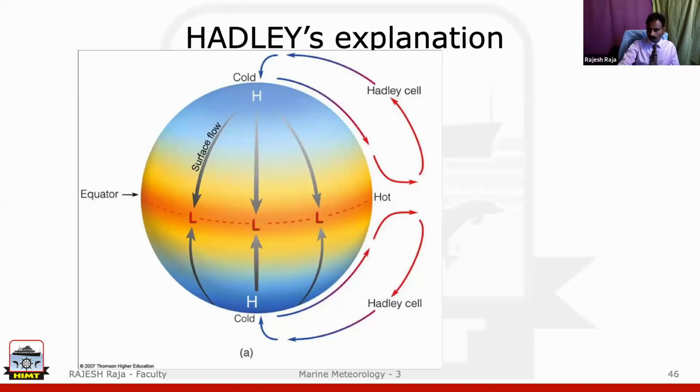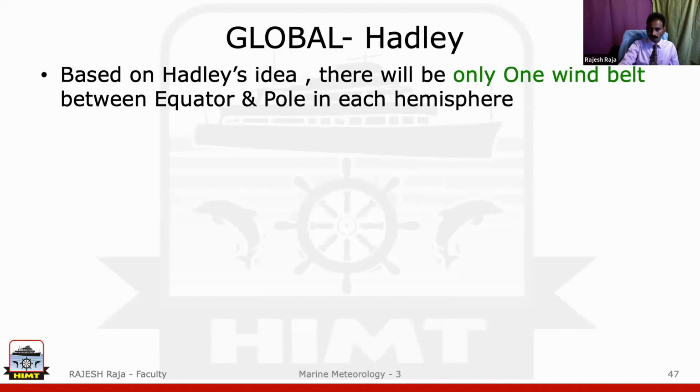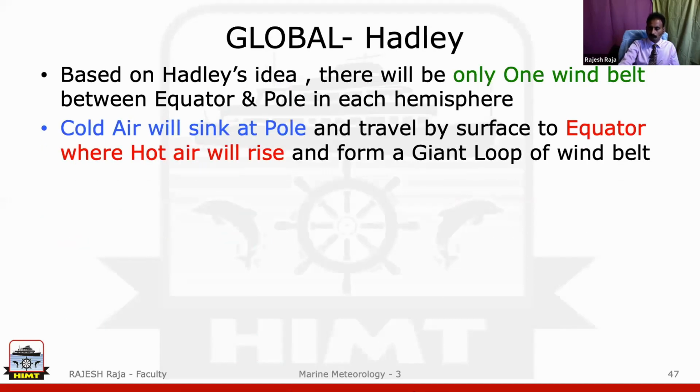But this didn't work out well because we had more loops. There was not a single loop, there were more loops. So what happened was someone else also came. He proposed that no, we don't have just one loop, we have more loops, more permanent lows and more permanent highs.